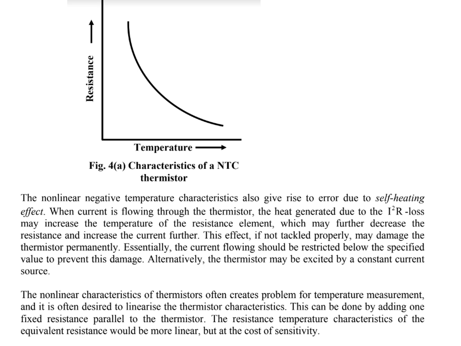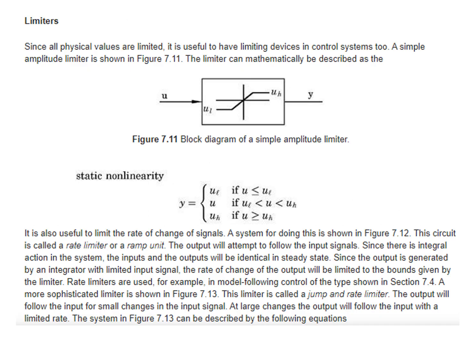Another one is limiters. A limiter is a device which is going to limit the signal. In most control systems all physical values are limited, so it is useful to have limiting devices in the control system. For example, if you take a charger, once the battery is full, it has to limit the supply and maintain a constant or steady value.